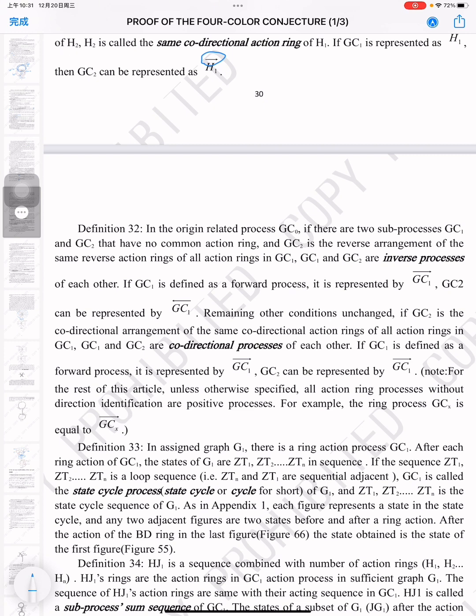Definition 32. In the origin-related process GC2, if there are two sub-processes GC1 and GC2 that have no common action rings, and GC2 is the reverse arrangement of the same reverse action rings of all action rings in GC1, GC1 and GC2 are inverse processes of each other. If GC1 is defined as the forward process, it is represented by GC1 forward. GC2 can be represented by GC1 backward.